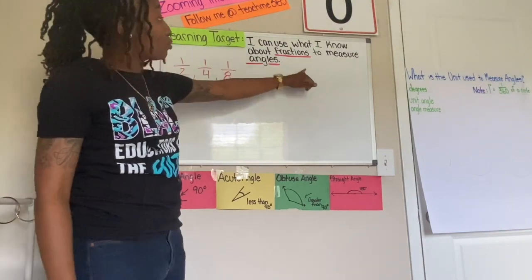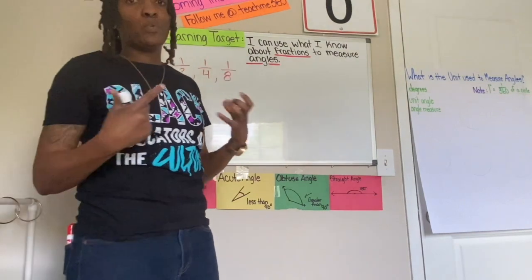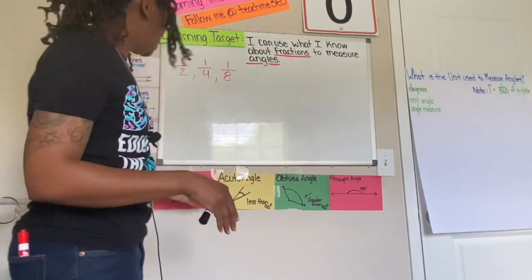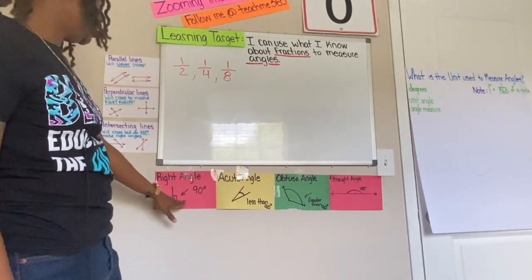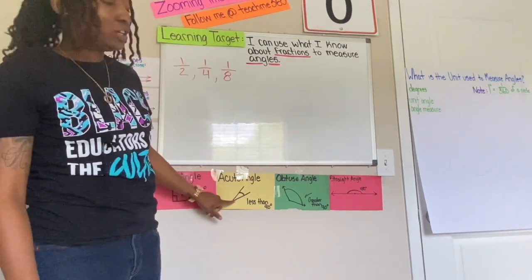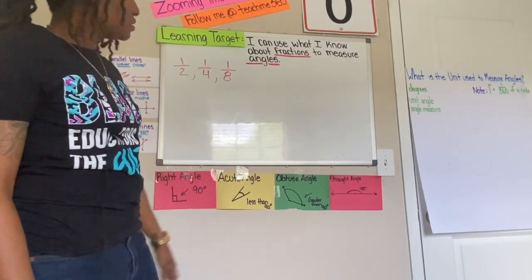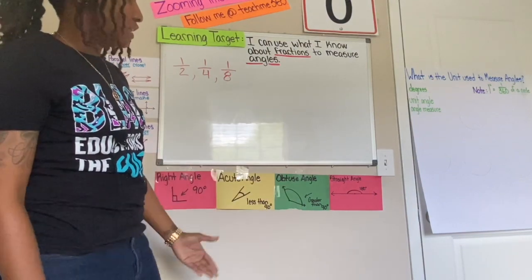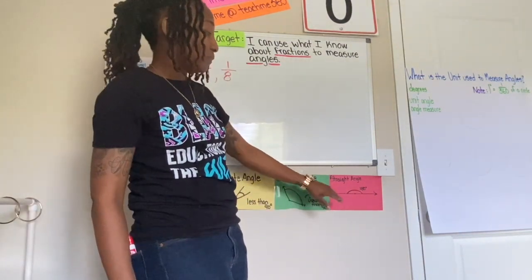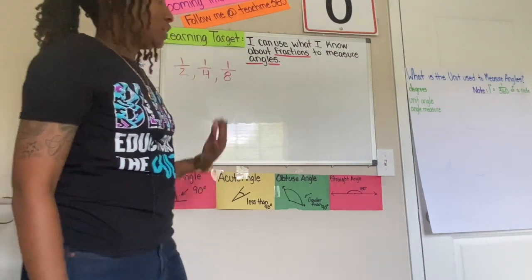Before we get into today's learning target, let's recap what we already know about angles. We talked about a right angle measuring exactly 90 degrees. We talked about an acute angle measuring less than 90 degrees. We also talked about an obtuse angle that measures greater than 90 degrees. And we talked about a straight angle measuring 180 degrees.